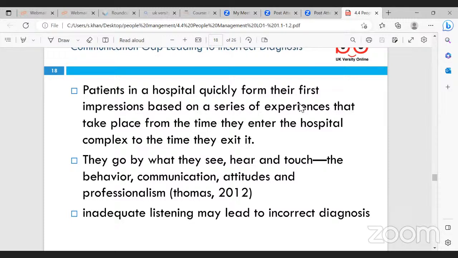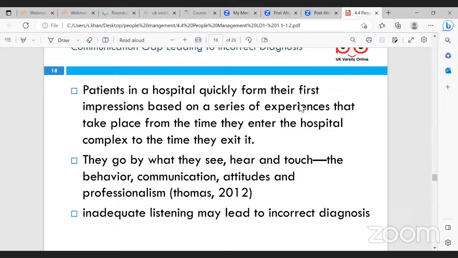They enter the hospital complex to the time they exit it. So they experience everything and they have given their first impressions. For example, if they meet a nurse, they'll identify if she's nice, not straight away, but they'll identify how her persona comes across, her behavior, her verbal contact with you. They go by what they see, hear and touch: the behavior, communication, attitudes, and professionalism, which is Thomas 2012. They also identify inadequate listening may lead to incorrect diagnosis.